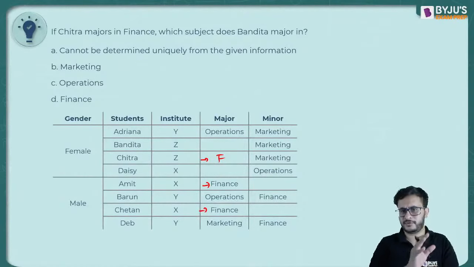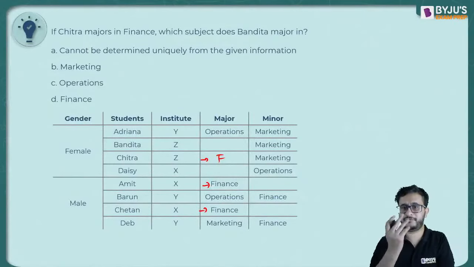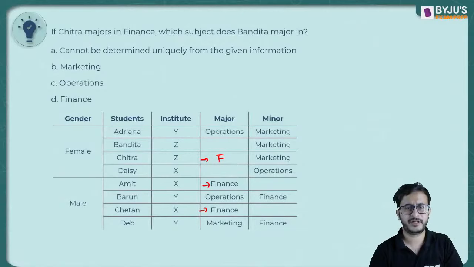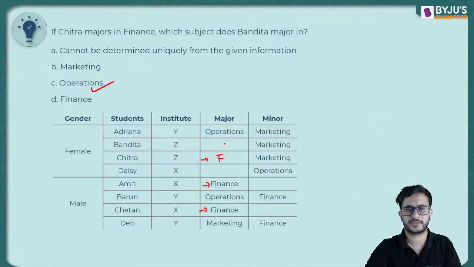Like जैसे वो भी किया था ना वो चार continents वाला. We knew that those values could not be filled. They had asked questions from that. Okay. So definitely, if Chitra majors in finance, right? So she cannot major in finance, right? She cannot major in marketing, so she will major in operations. Okay, so that is the answer to this question.